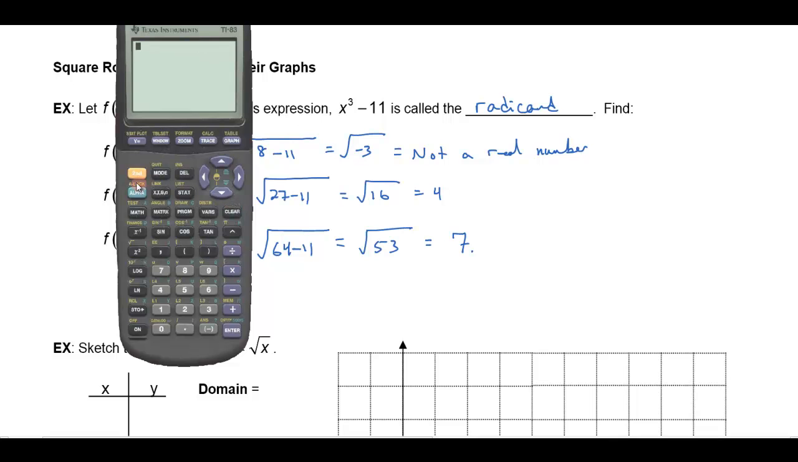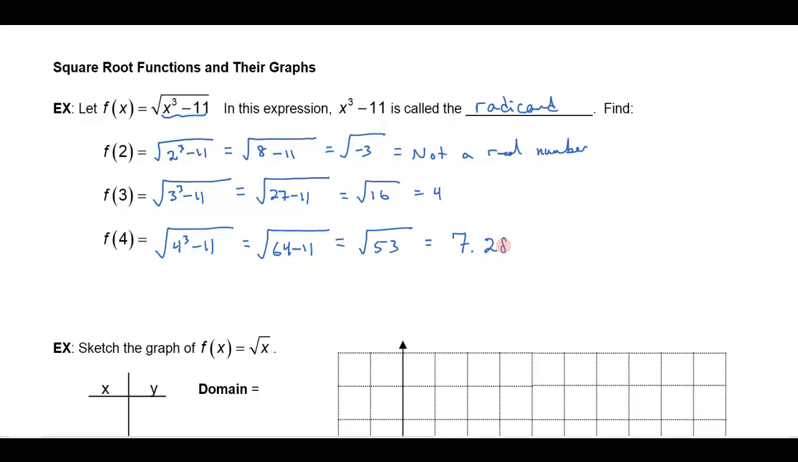Let's go ahead and do the square root of 53 here. And that ends up being about 7.280109, I think it was. And remember, that's going to be an irrational number, so it's going to go on forever. It'll never terminate, and it will never repeat. Okay? So I might want to just round that off to about 7.28.